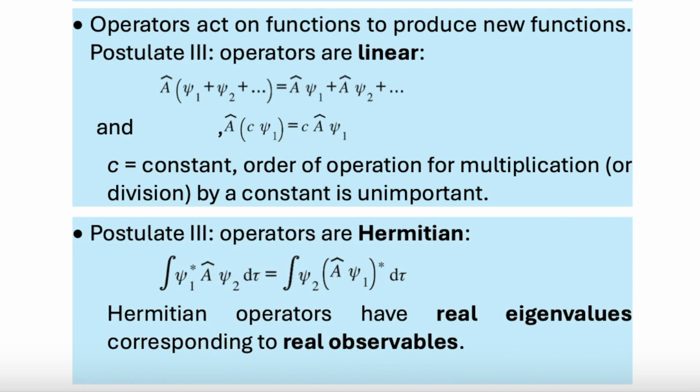Finally, postulate 3 also said that our operators are Hermitian. Hermitian operators, what's important about that is Hermitian operators give real eigenvalues, and they correspond to real observables. Things that we can actually measure in the lab are all going to be real numbers, right?